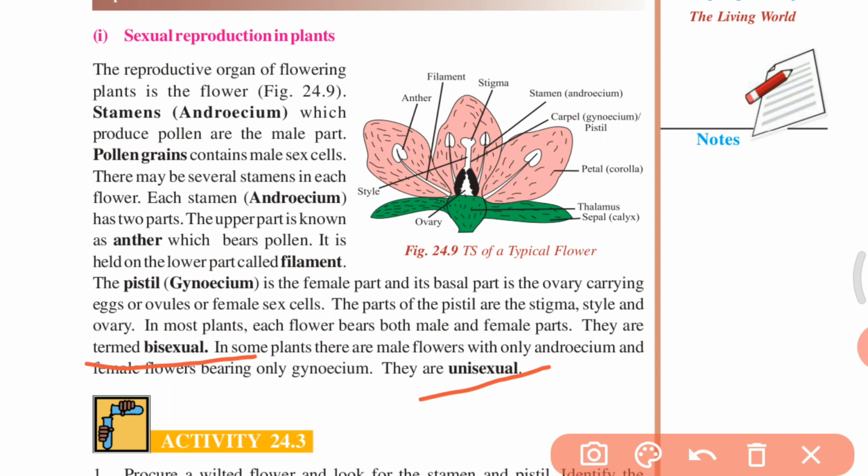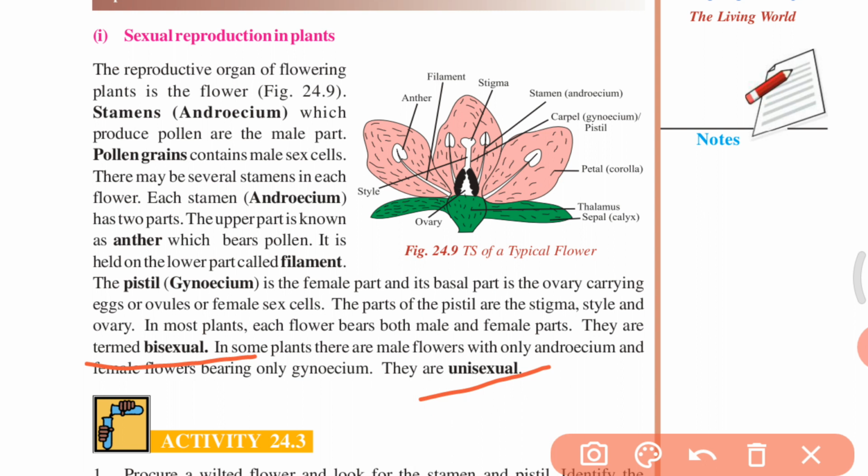There are two types of flowers: bisexual flowers and unisexual flowers. Bisexual flowers contain both the male and female reproductive parts in a single flower. Unisexual flowers contain either a male or female reproductive part in a single flower. Bisexual and unisexual flowers may be in a single plant. A single plant contains unisexual flowers of different kinds, male and female. But each flower has only one part, male or female.